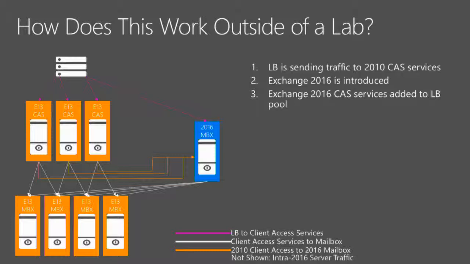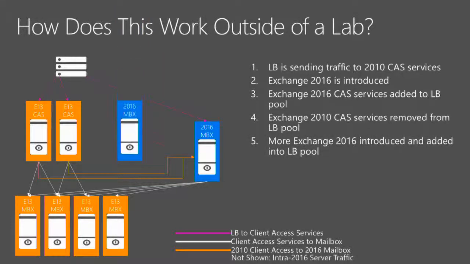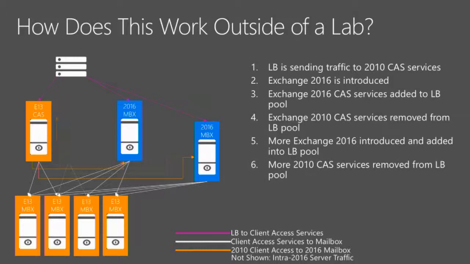And now it turns into a rinse and repeat process, right? You stand up another, and then you get rid of one 2013 CAS, and you stand up another 2016 box. Same thing. Add that to the load balancer pool. Traffic flows like you would expect. We get rid of another one. I put 2010 everywhere in here. Apparently I didn't proofread this slide.